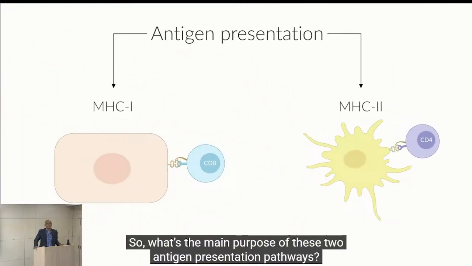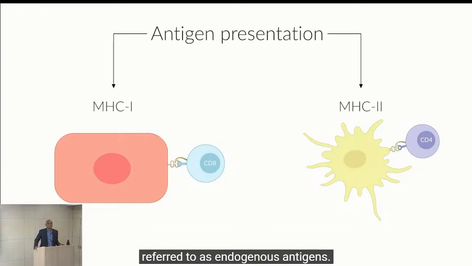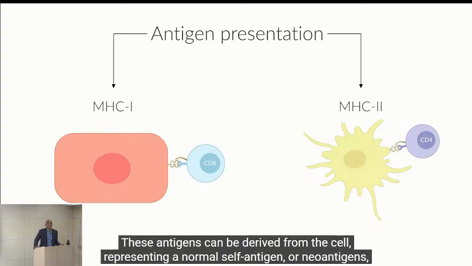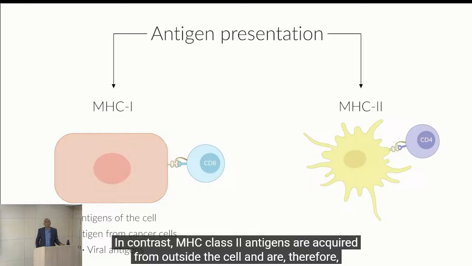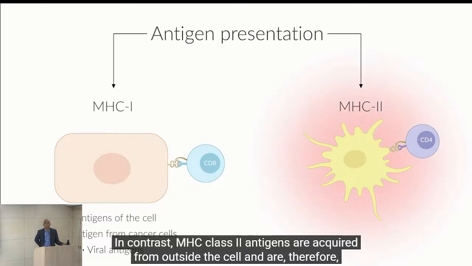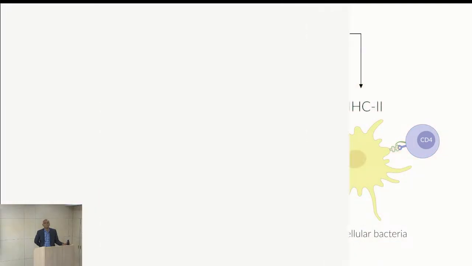So, what's the main purpose of these two antigen presentation pathways? Antigens presented by MHC class I are usually derived from inside the cell and are often referred to as endogenous antigens. These antigens can be derived from the cell, representing a normal self-antigen or neoantigens, which are derived from cancer cells. Other endogenous antigens include viral components from virus-infected cells. In contrast, MHC class II antigens are acquired from outside the cell and are therefore referred to as exogenous antigens, for example, extracellular bacteria.